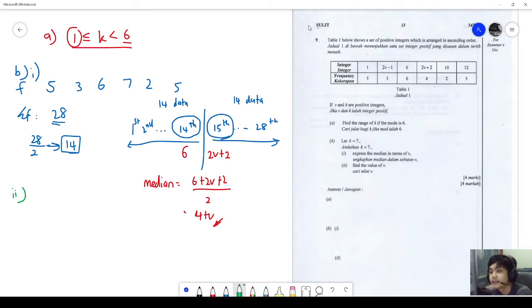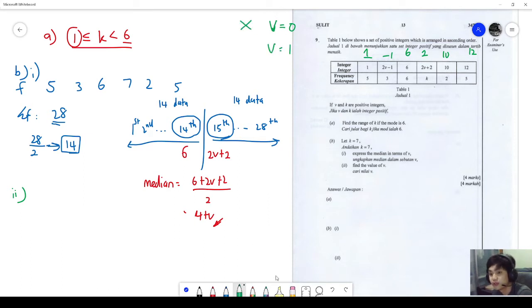So let's make a few assumptions here. Let's say V equals 0. If V equals 0, our data is now going to be 1, -1, 6, 2, 10, and 12. This doesn't make sense because obviously it is not in ascending order. It is a random assortment of numbers at this point. So V equals 0 is not usable.